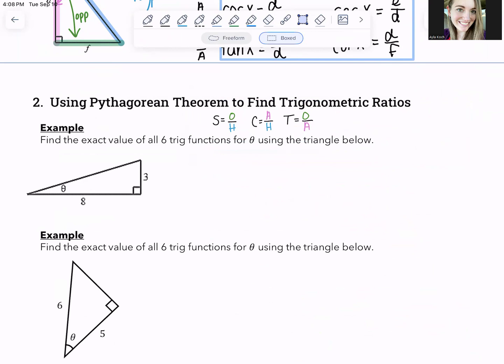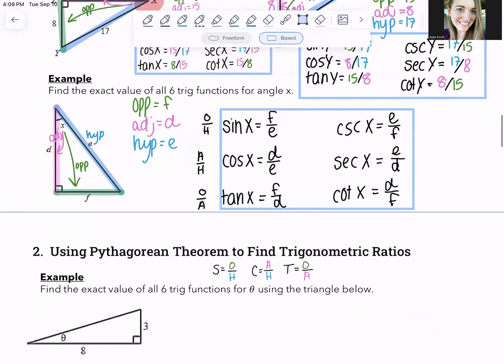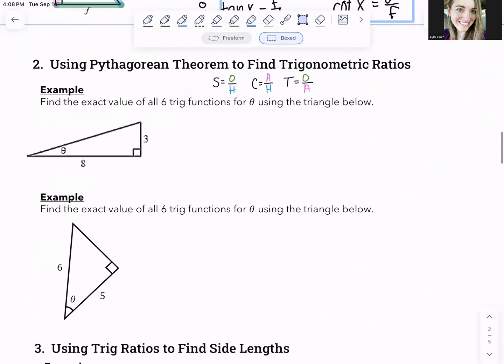Sometimes we have a triangle, but we don't have all the side lengths. Before, in the problems we did, we had side lengths given to us. So let's look at one where we don't have all the side lengths given to us, and we'll solve the trig ratios. Looking at this triangle here, we have angle theta, and opposite, we have 3. So the opposite side is 3.